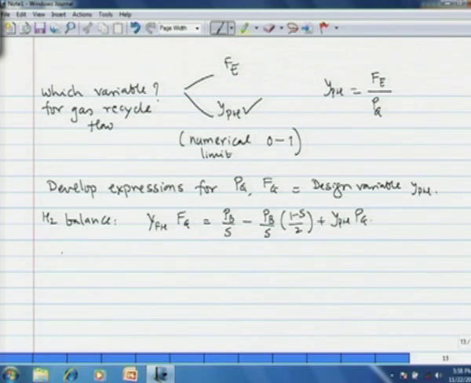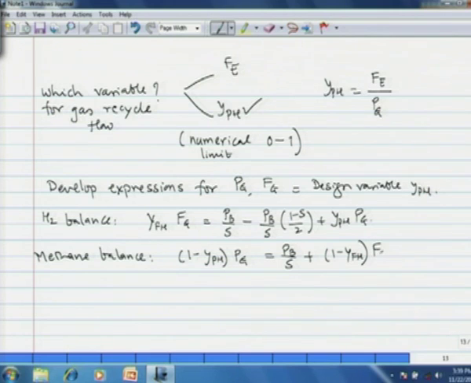Now, all excess hydrogen and methane should leave in the purge stream. Therefore, the methane balance can be written as the methane that is purged, which is 1 minus YPH into PG. YPH is the mole fraction of hydrogen, so 1 minus YPH is the methane fraction in the purge gas, and that should be equal to the hydrogen generated in the process, Pb by S, plus the hydrogen that has entered the process with fresh gas.